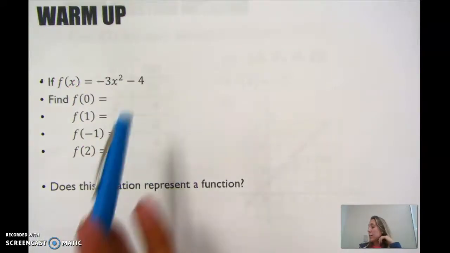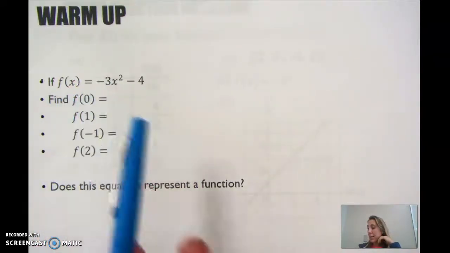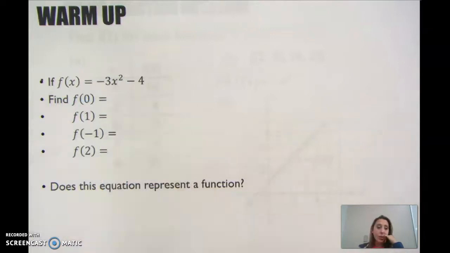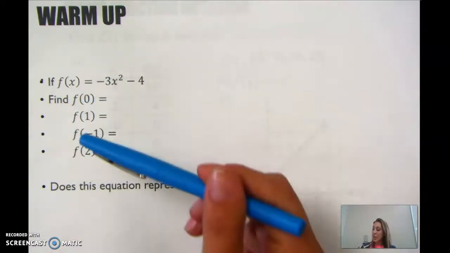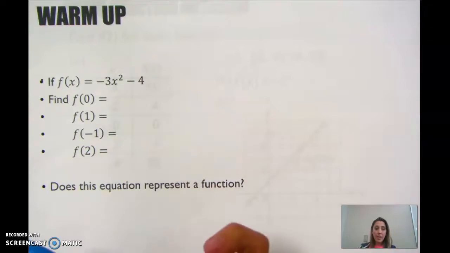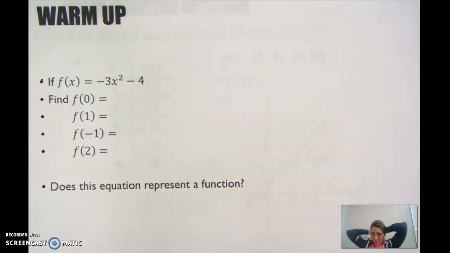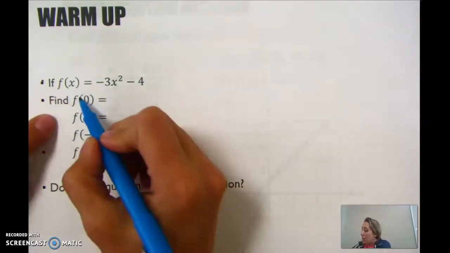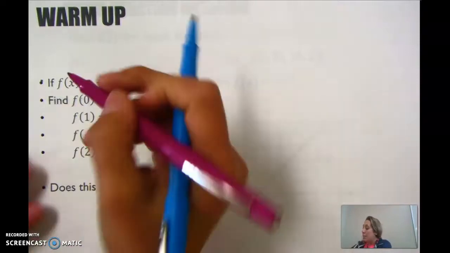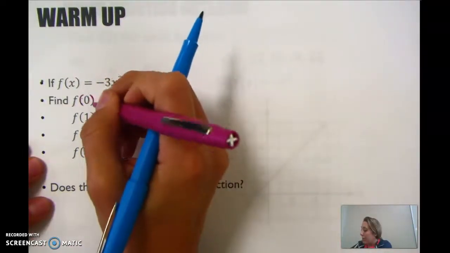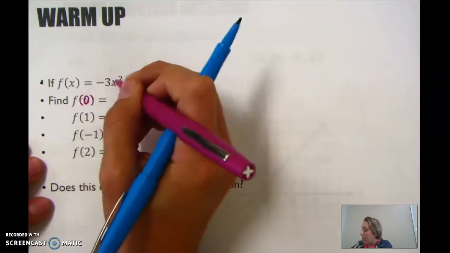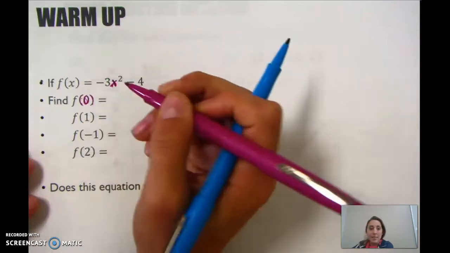So I would like you to put this in your notes. Go ahead and put f of x equals -3x squared minus 4. Find f of 0, f of 1, f of -1, and f of 2. So the way that I write these is I use parentheses to tell me what my input is. So basically this part right here is going to be my input, right? And I'm going to be putting it everywhere I see an x.